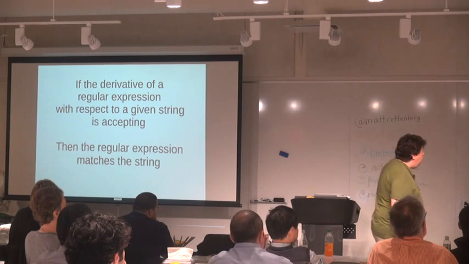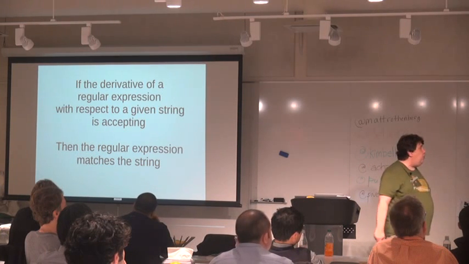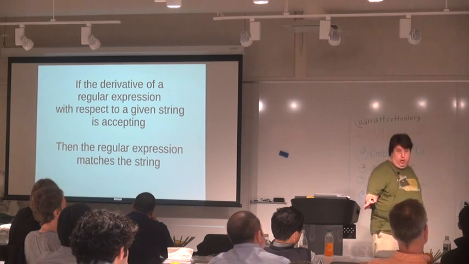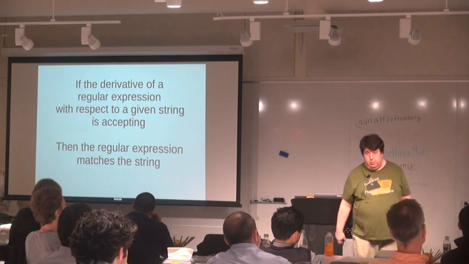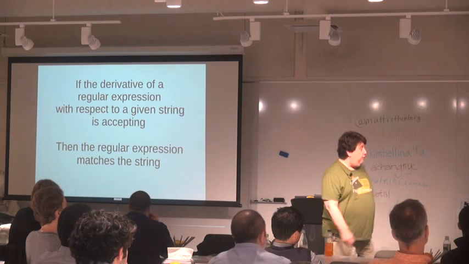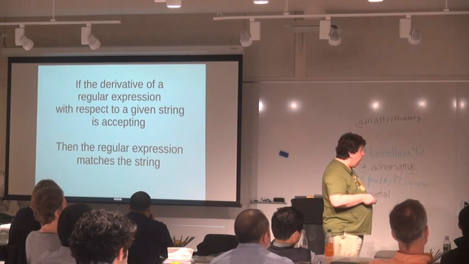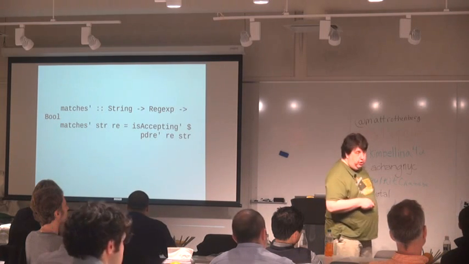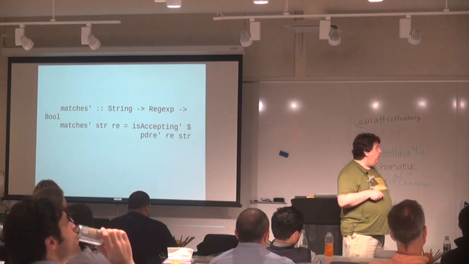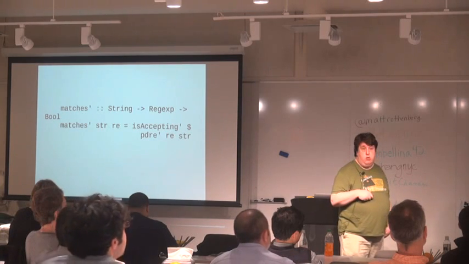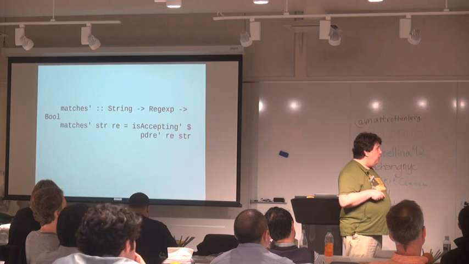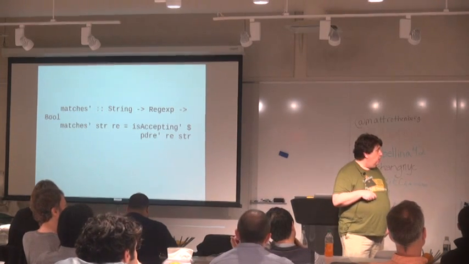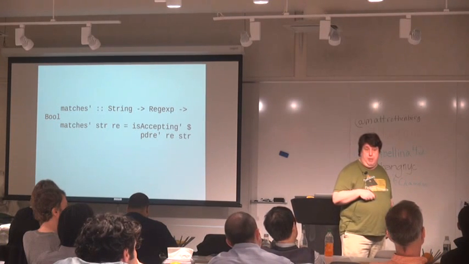If the derivative of a regular expression with respect to a given string is accepting, then the regular expression matches the string. This is why accepting is important. This is why we want to define this. Right? So we can apply a matches function, which takes a string and a regex and asks, does the string match the regex? By doing the partial derivative with respect to the string, and then asking, is the result accepting?